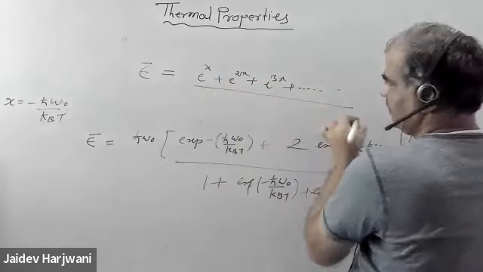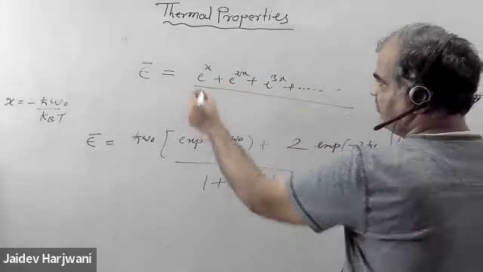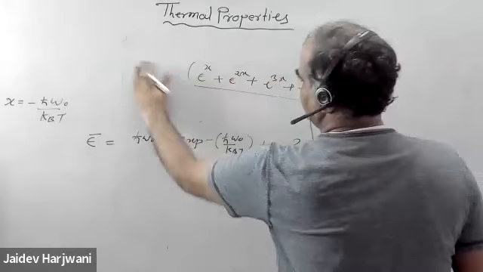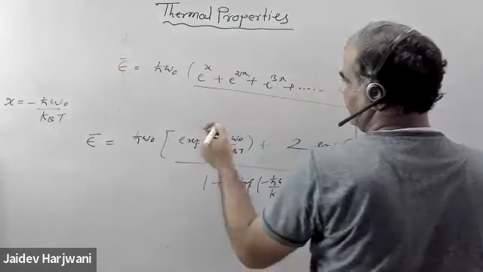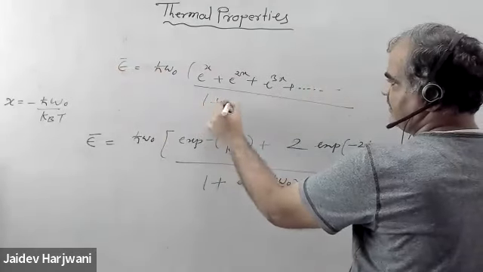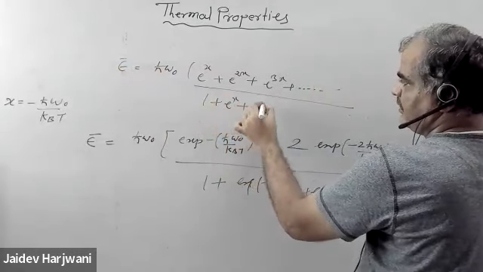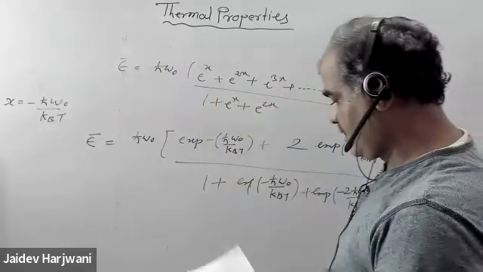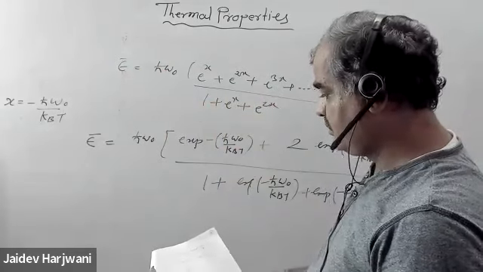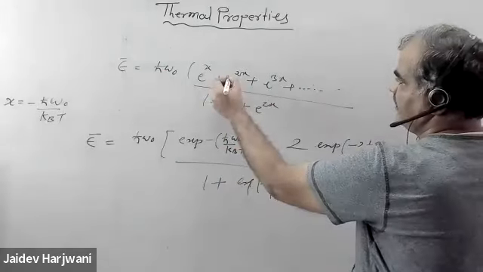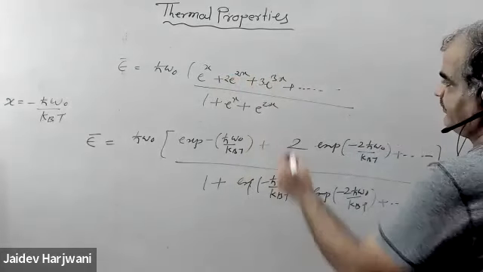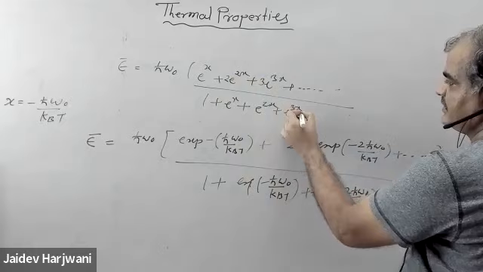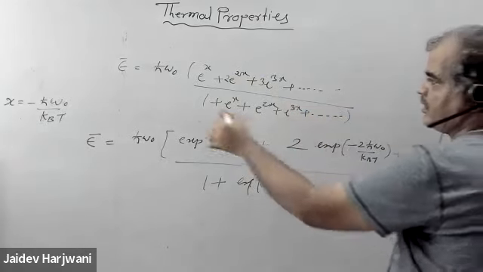Similarly, if I write the bottom one, what will it become? You have h cut omega naught, and in the bottom you have 1 plus e^x plus e^2x. There is a 2 coefficient in the second term, and a 3 here. So 3 e power 3x, and so on.